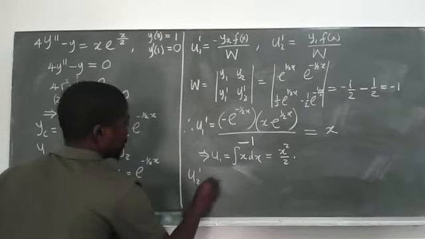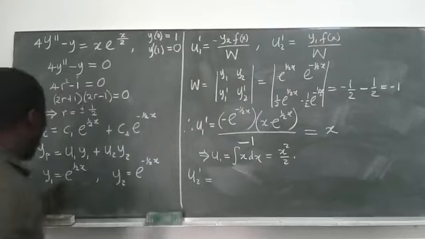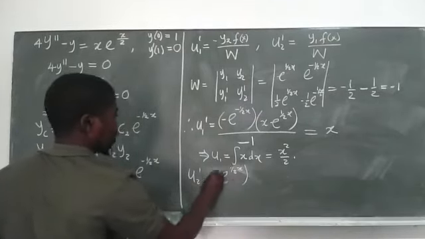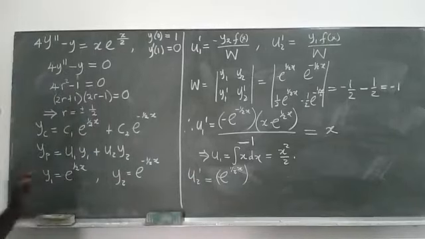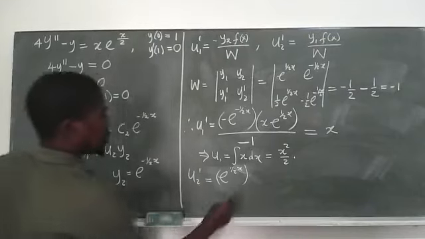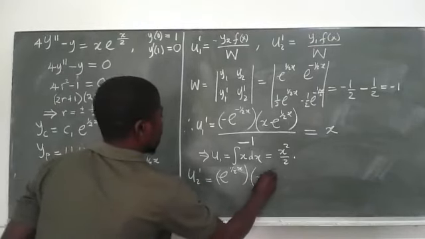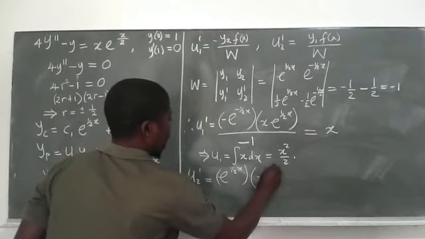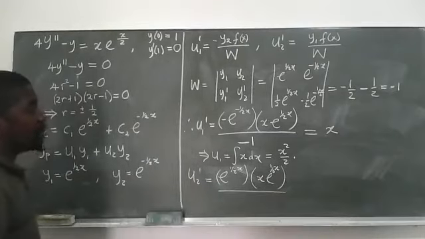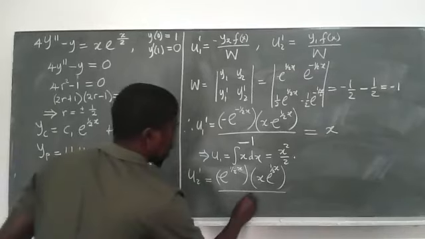So u2 prime is equal to, according to that formula, I need y1, which is e to the power half of x from here, okay? And then what is f of x is that expression up there. It's x e to the power half of x as well. And then everything divided by the Wronskian, which is negative 1.